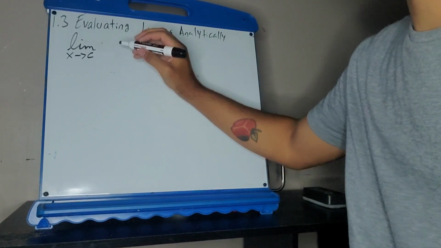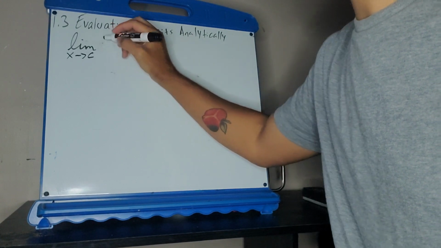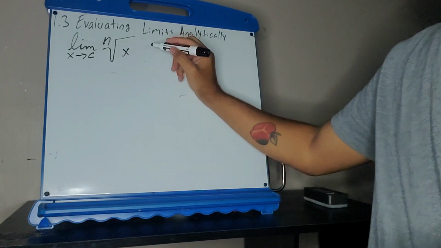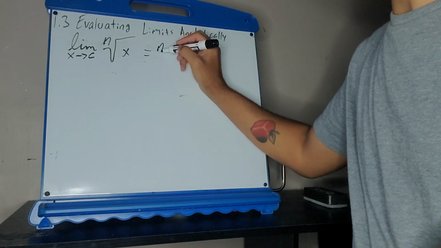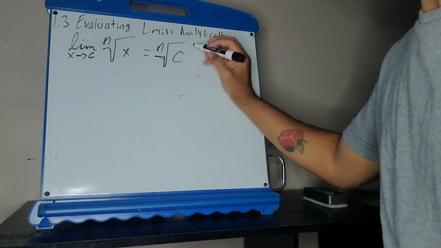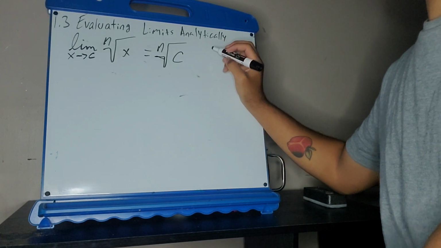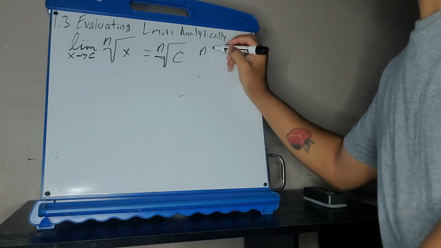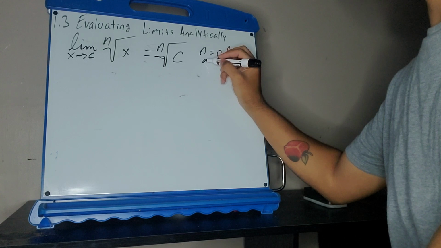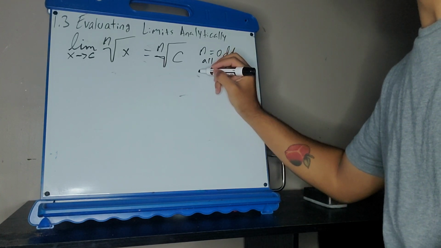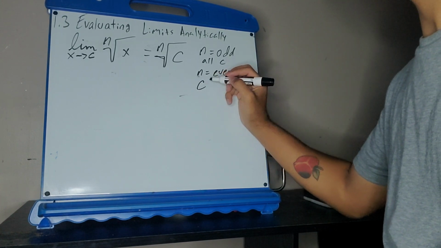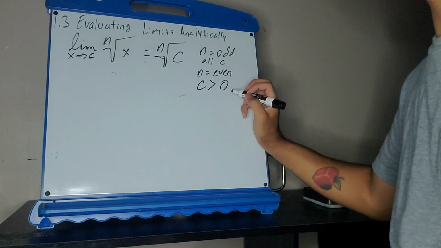How to evaluate a limit given a function with a radical, such that n is equal to the radical index. We can evaluate this simply as the nth root of the constant, direct substitution. This will be true for all limits when n is odd. This will be true for all constants. However, when n is even, this will only be true when the constant is greater than 0.